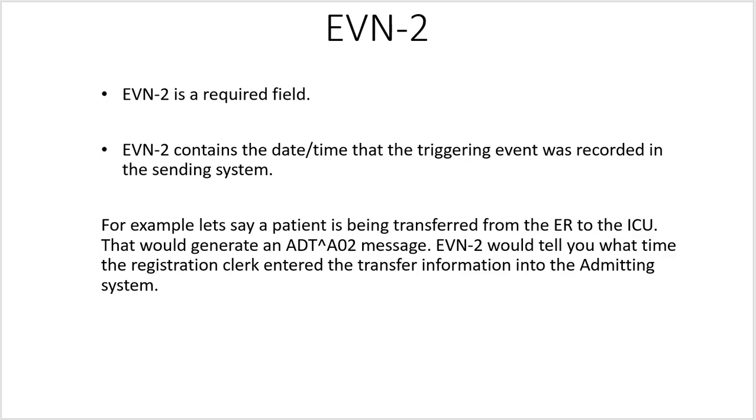EVN2 is a required field. EVN2 contains the date time that the triggering event was recorded in the sending system. EVN2 is the only required field in an event segment. You just got to have EVN2. That's all you are required by HL7 to have. That'll be important later on.